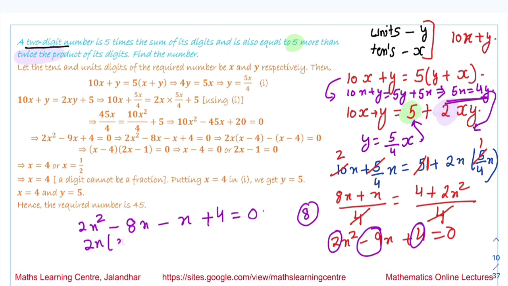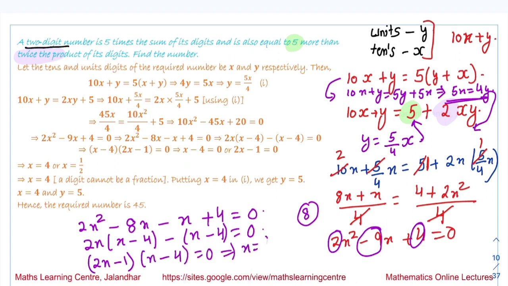So we are taking 2x common and we are left with x minus 4. We are taking minus common, we are left with x minus 4 and this is equal to 0. So we get 2x minus 1 into x minus 4 is equal to 0. So this gives us x is equal to 1 by 2 or x is equal to 4.